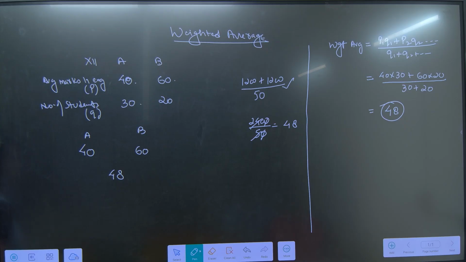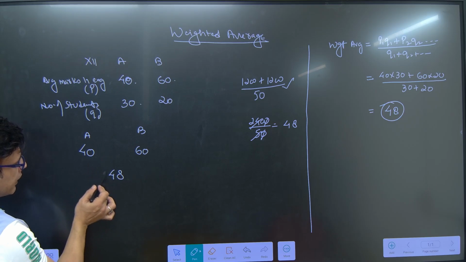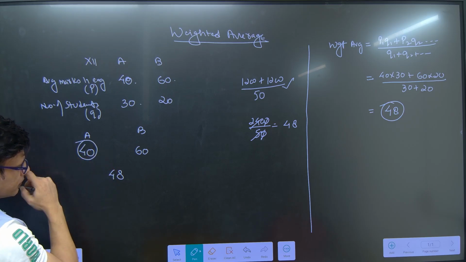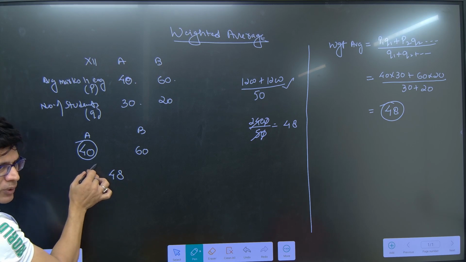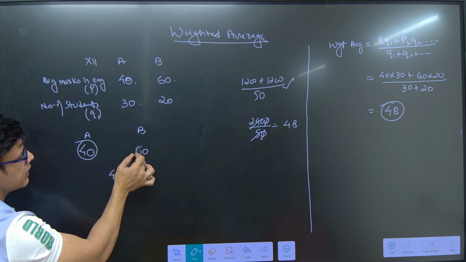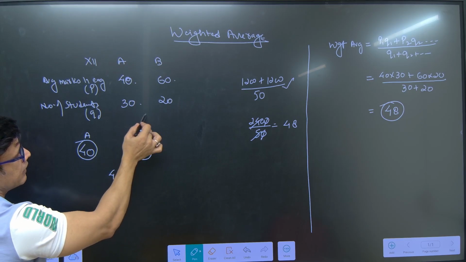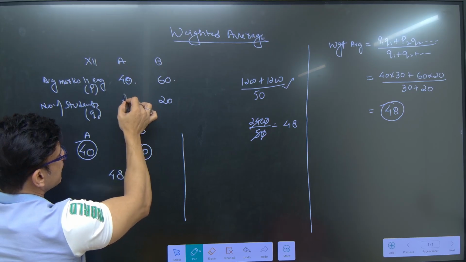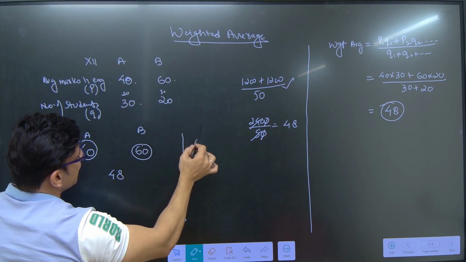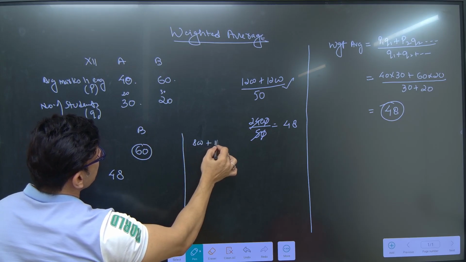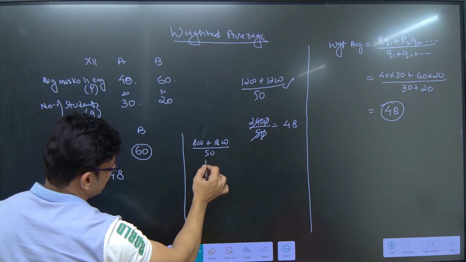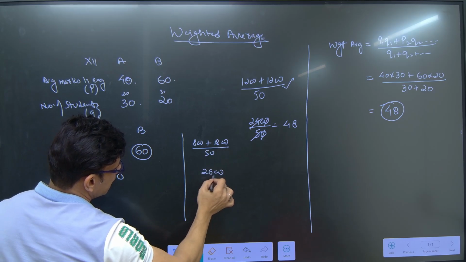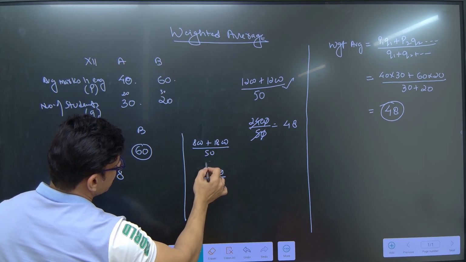Second thing is, this 48 is closer to 40 or 60? 40, right? That means more number of students will be taken from here, because 48 is closer to 40, right? And less number of students are taken from here. If I interchange this now, if I take 20 here and if I take 30 here, so then 40 into 20 is 800 and 60 into 30 is 1800 divided by 50 only, right? So how much it is? 2600 divided by 50. How much it will be?